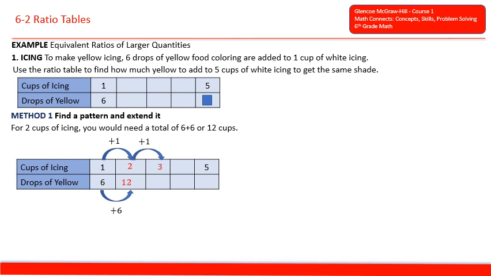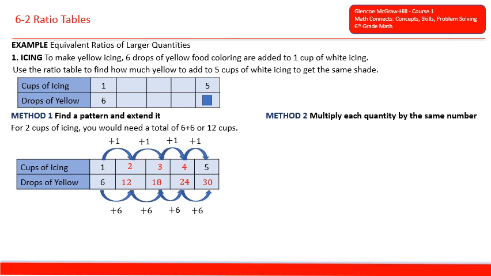If we do that again, we get 3 cups of icing, and then we add 6, we get 18 drops of yellow. And then if we go 4, and then we add 6, we get 24 drops of yellow for 4 cups of icing. And finally, we get to where we wanted to be, which is 30 drops of yellow for 5 cups of icing.